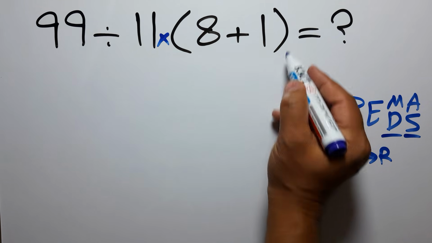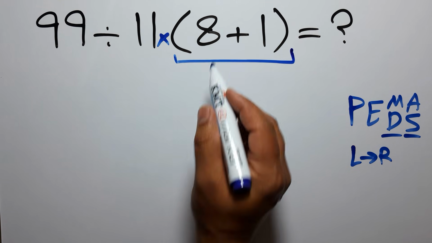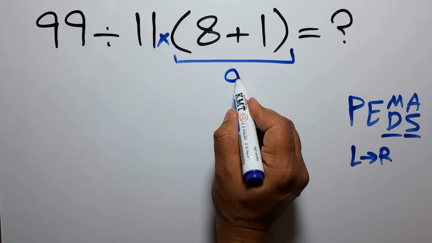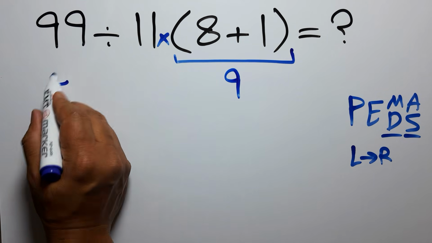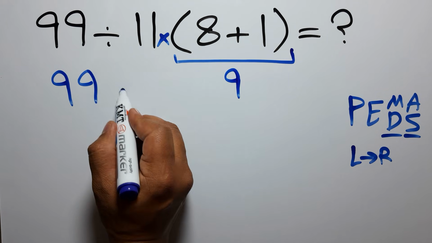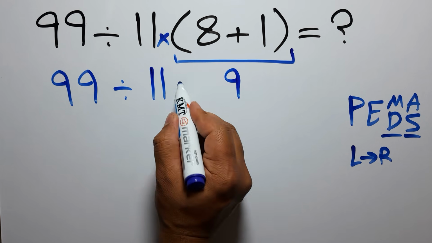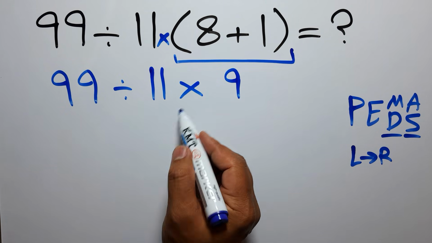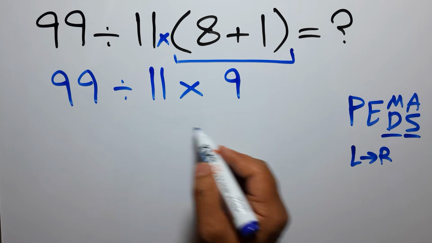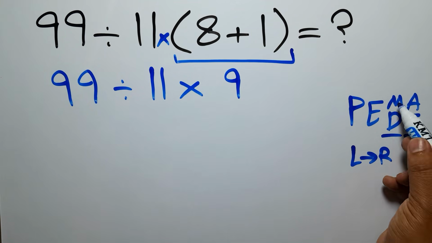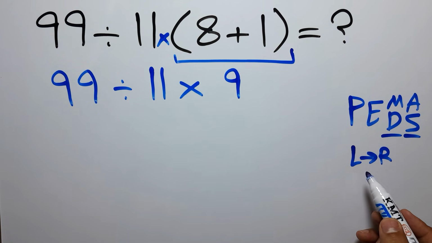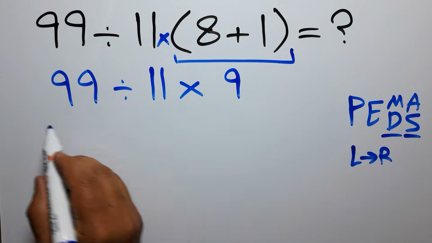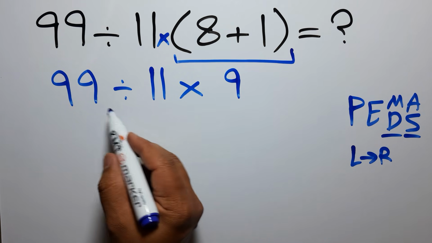So first we have to do this parentheses. Inside this parentheses we have 8 plus 1 which equals 9. So we have 99 divided by 11 then times 9. Now we have one division and one multiplication. According to PEMDAS, as I said, multiplication and division have equal priority and we have to work from left to right. So here first we have to do this division.